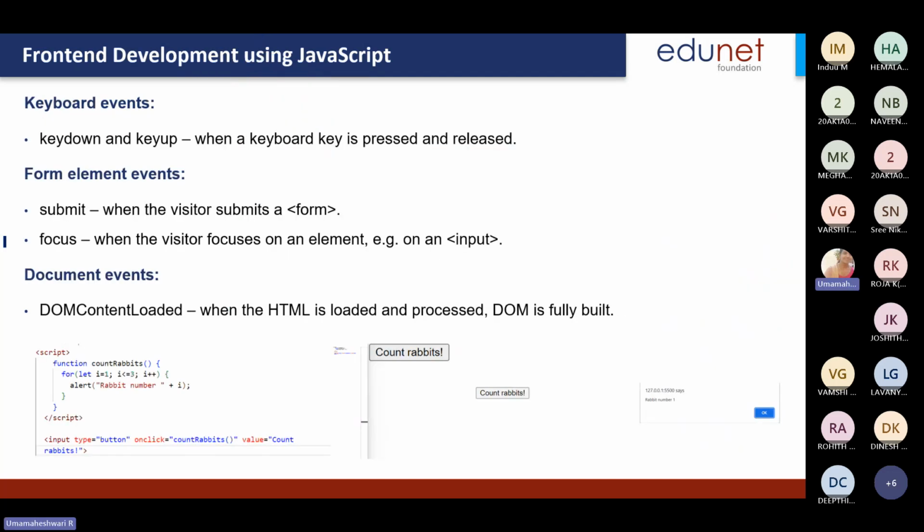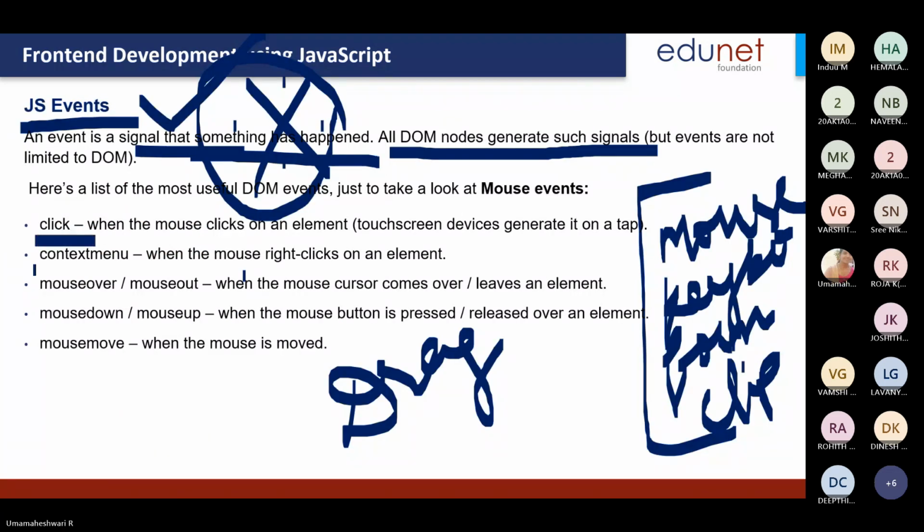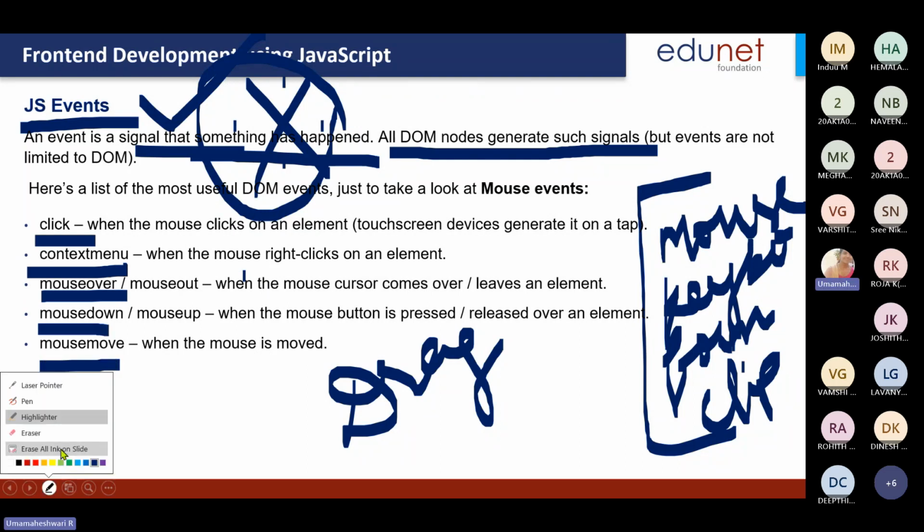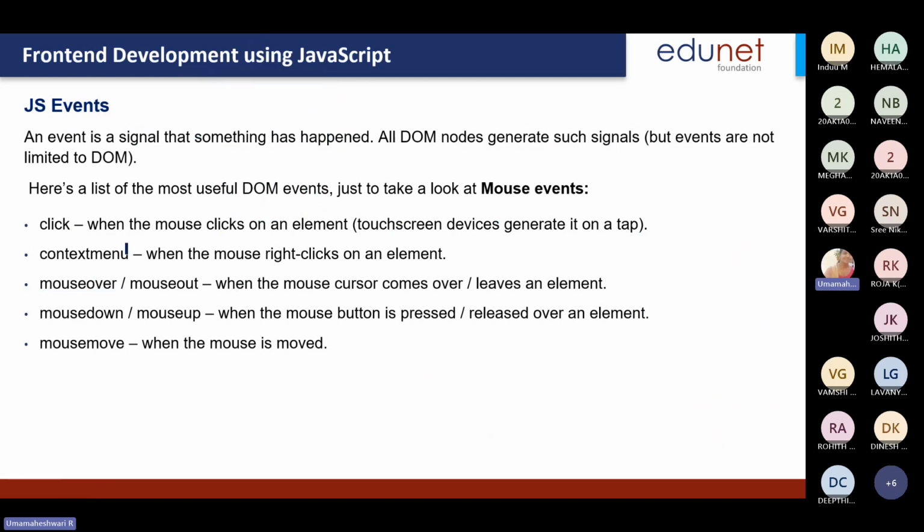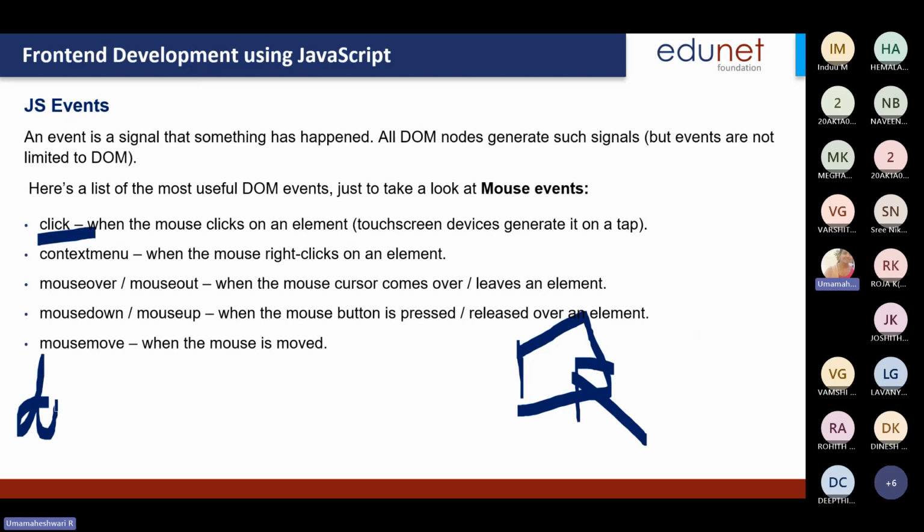So, mouse events. Here we can see click, context menu, mouse over, mouse down, and mouse move. These are the different events. If some element is there and I want to click it, then I will go with the click event. So how can we perform this? I'll tell you in the coding part.